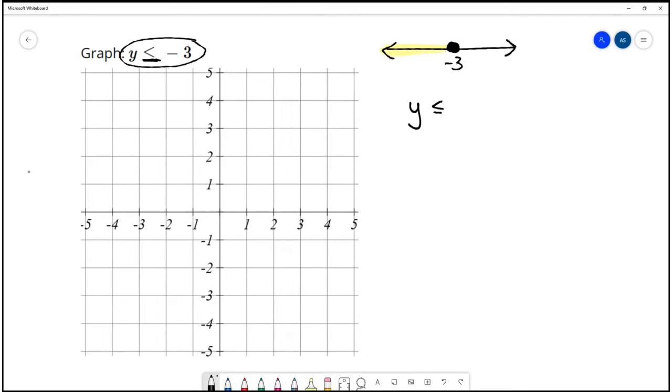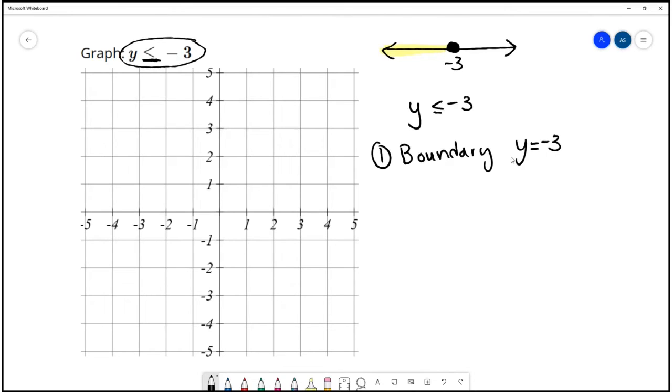We have y is less than or equal to -3. The first thing when you graph an inequality in two variables is that you're going to graph the boundary. And the boundary is y equals -3. So to get the boundary line, you change your inequality symbol to an equal symbol. And you're going to graph this line. This line is a horizontal line. So we want to graph the horizontal line y equals -3.